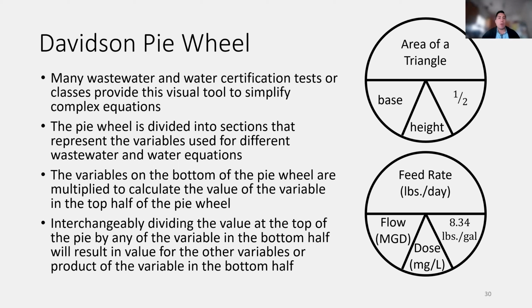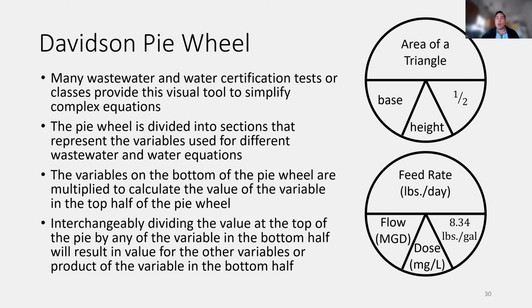So, like I said, many of the wastewater and water certification tests or classes provide this kind of visual tool to take your complex equations and create a simple format of them. The way the Davidson pie wheel works is that the circle is divided into sections that represent the different variables that are used in your wastewater and water equations to figure out different outcomes that you may be given in a word problem or in just a basic equation in general.